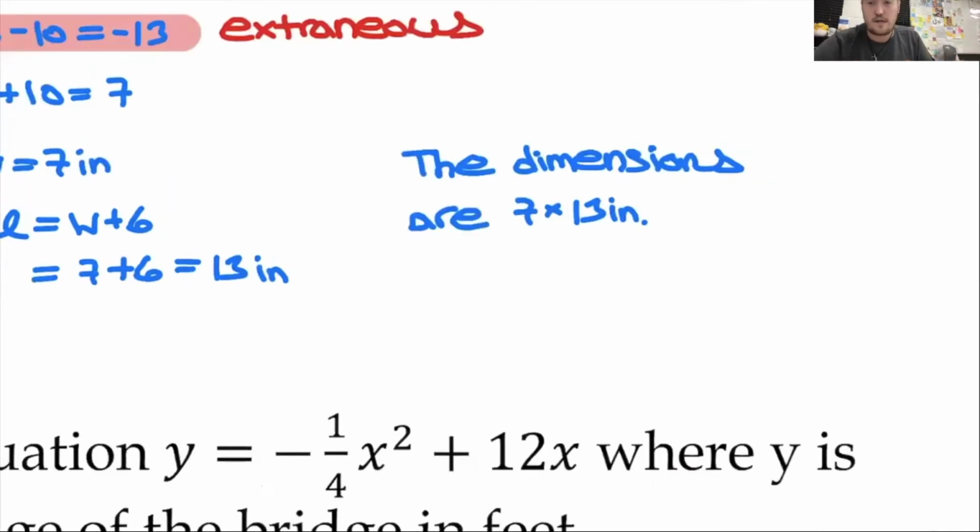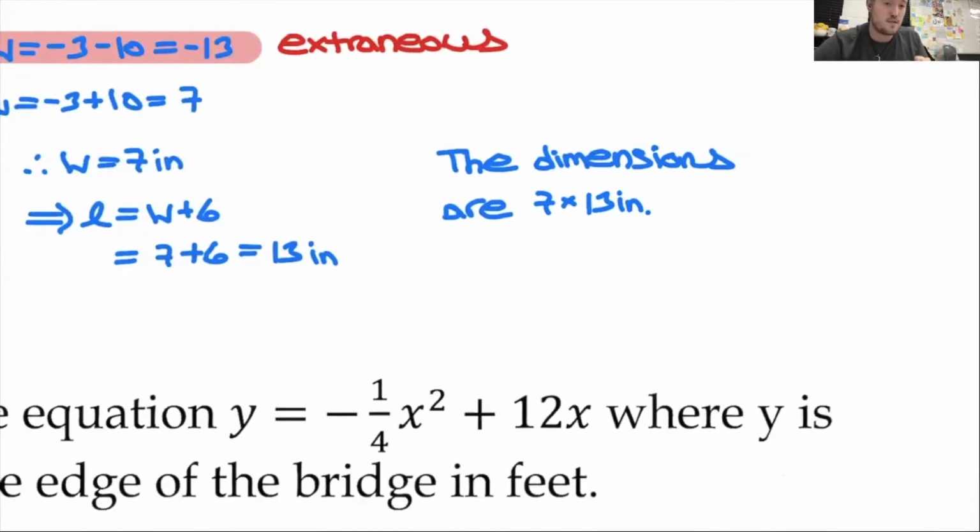As long as you're stating the fact that the dimensions are 7 by 13 or 13 by 7, it doesn't matter. However, what will matter is if you say the width is 13 and the length is 7, because then you're getting it backwards.